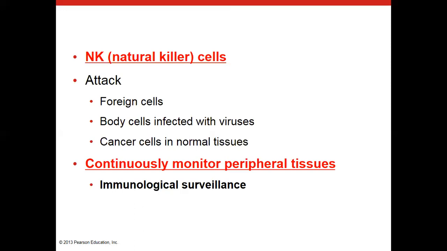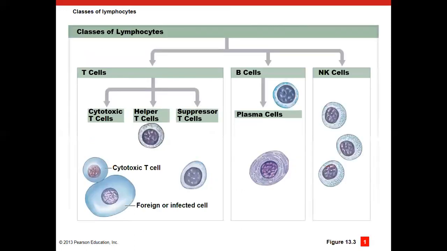And they're just constantly monitoring peripheral tissues, like a security guard, basically. They're surveilling to make sure that everything's just A-okay. And there's just an overview slide of classes of lymphocytes: T cells and the three types of T cells, and then B cells and natural killer cells.